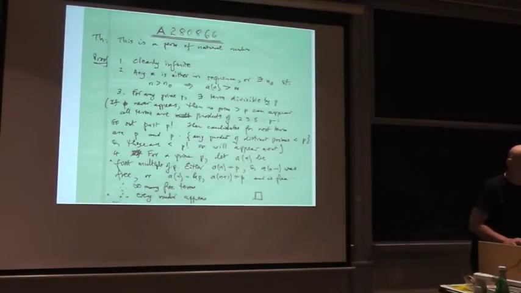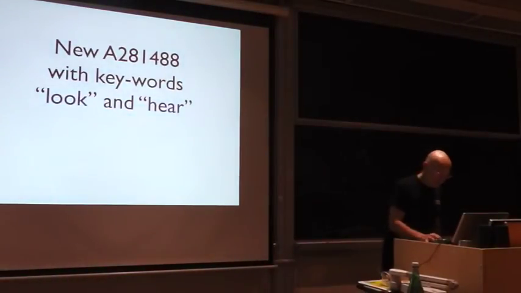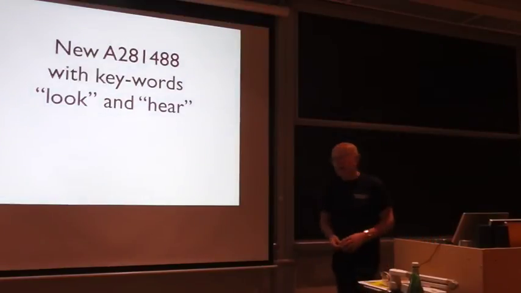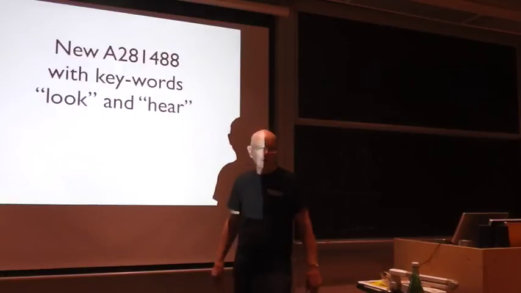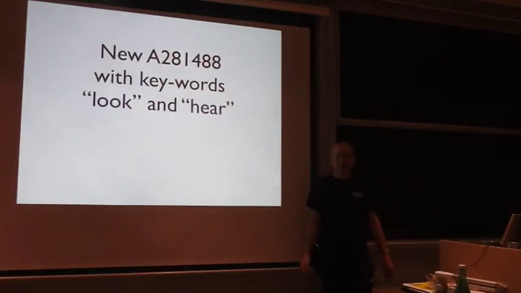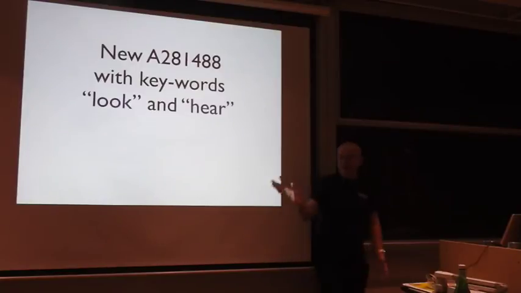Yeah, and I can prove 280866 is a permutation of the natural numbers. And now this came in just the other day, sequence 28. We have 2 keywords that are worth looking out for. If you see the keyword look, it means look at the graph. You'll see something interesting. And if the keyword is here, listen to it.